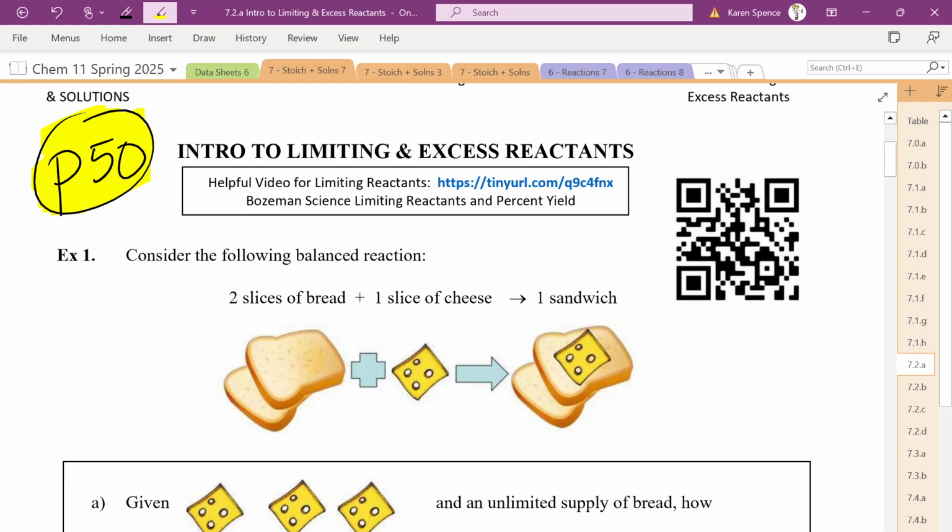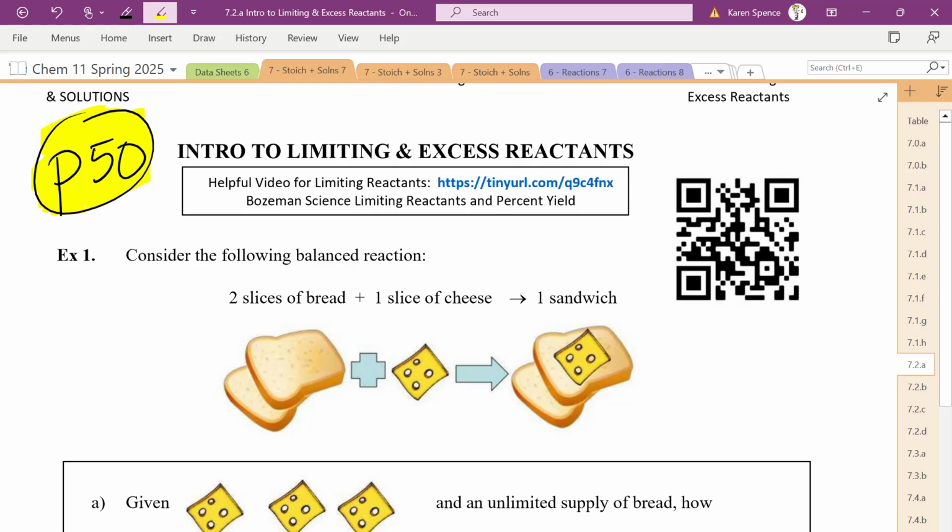Excellent. So we are going to have a little introduction here to limiting and excess reactants. Last day, when we looked at titrations, we looked at a situation where we had an acid and we added exactly the right amount of base to it so that it was perfectly reacted.